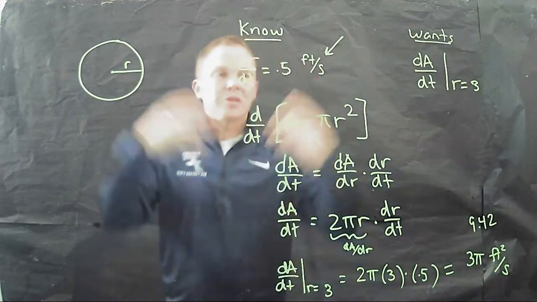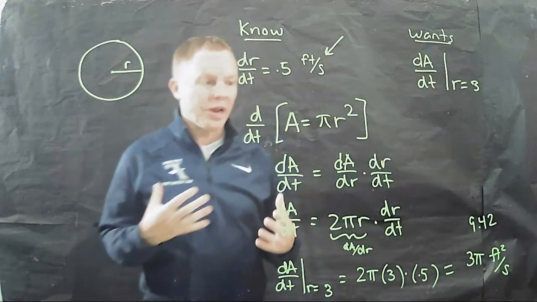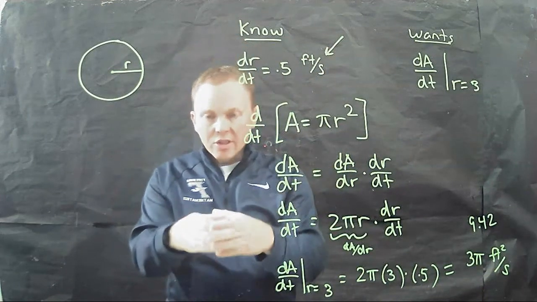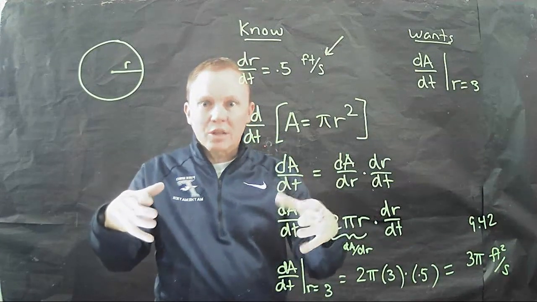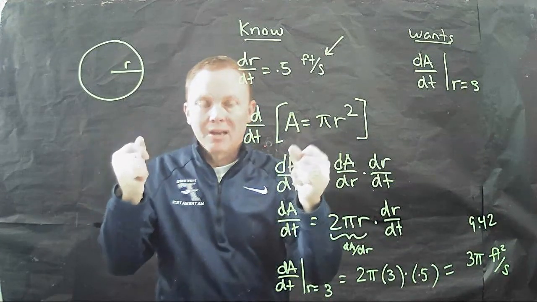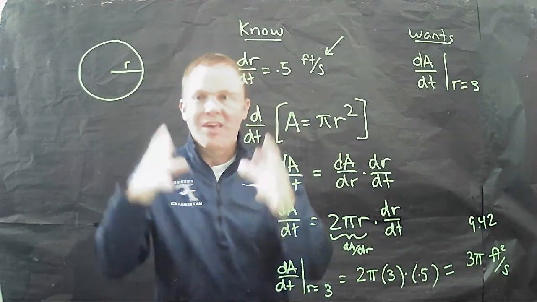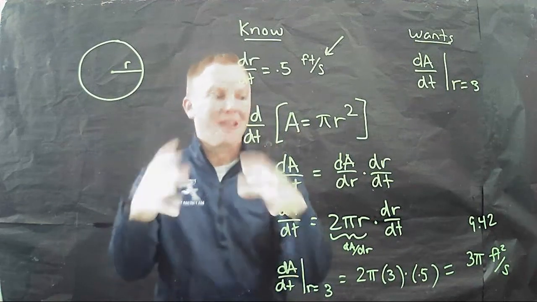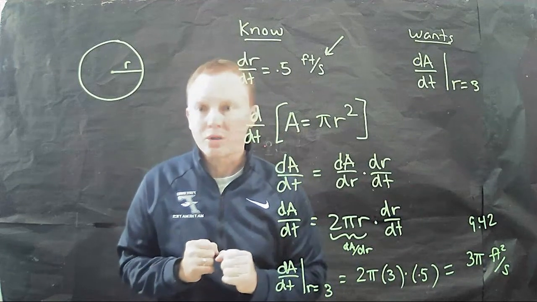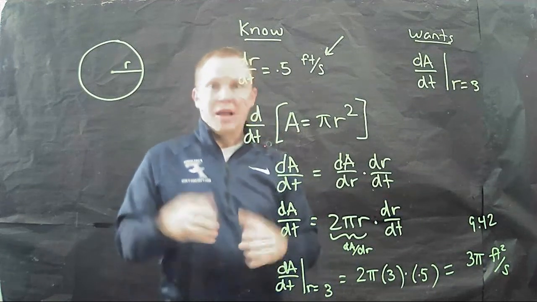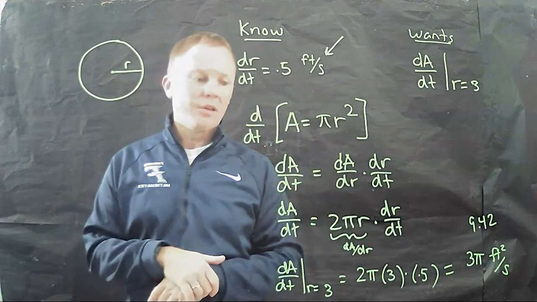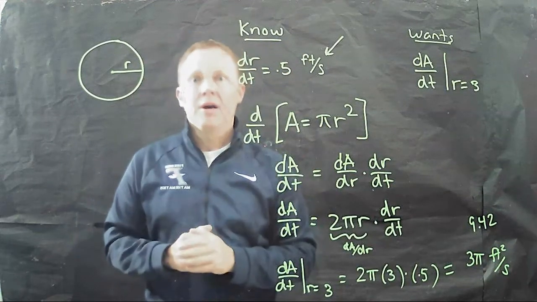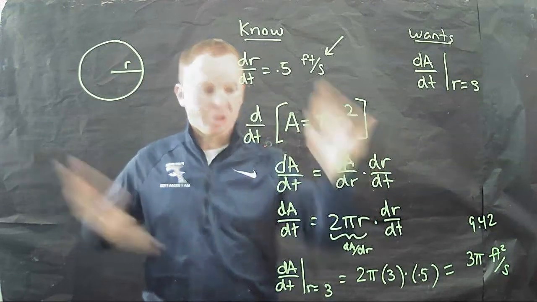So let me put this into a context here. This circle is getting bigger and bigger and bigger. As soon as the radius gets to 3, we snap a picture. And at that instant, the area is changing at 9.42 feet squared per second, if the radius is always changing at a rate of 0.5 feet per second. So that's question number 1. Make sure you get all this down.